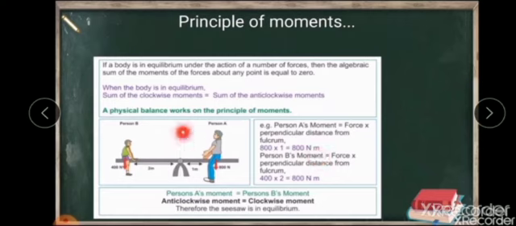Similarly for person B, the distance is 2 meter and the force is 400 Newton. So the moment of person B will be 2 into 400, that is 800 Newton meter. In both cases, the moment is 800 Newton meter. That is, the moment of person A is equal to the moment of person B, or in other words, the anti-clockwise moment is equal to the clockwise moment. So this is all about the principle of moments.